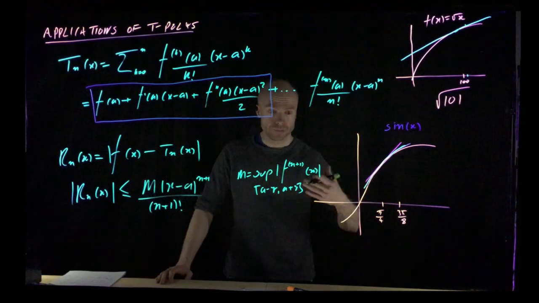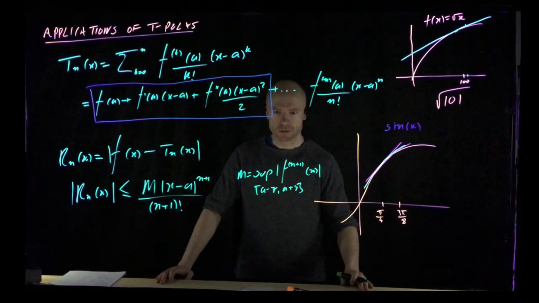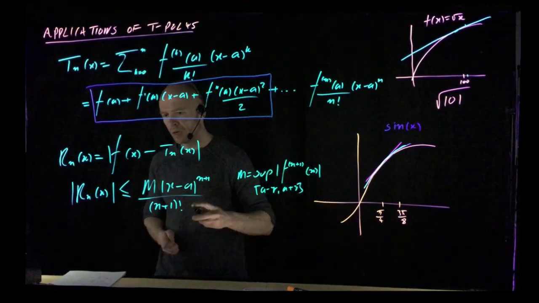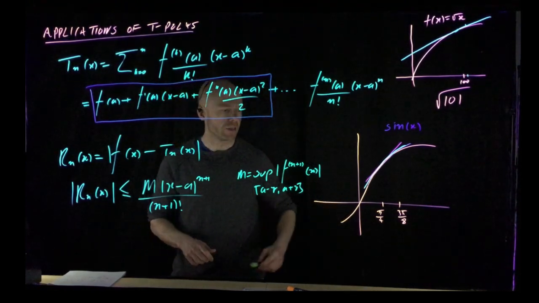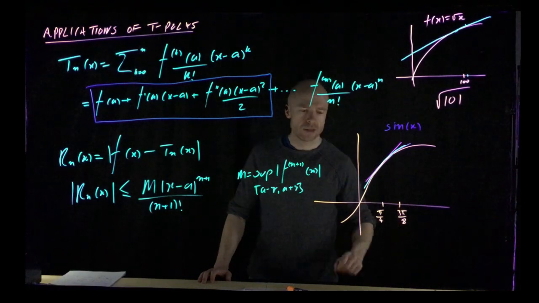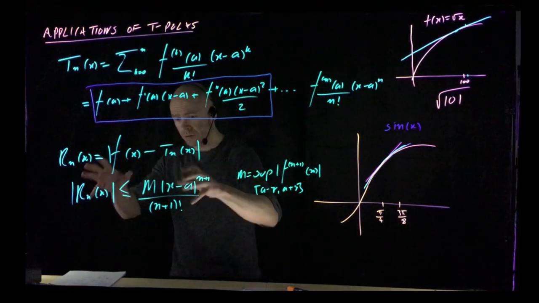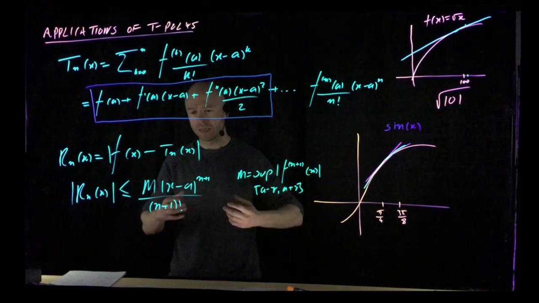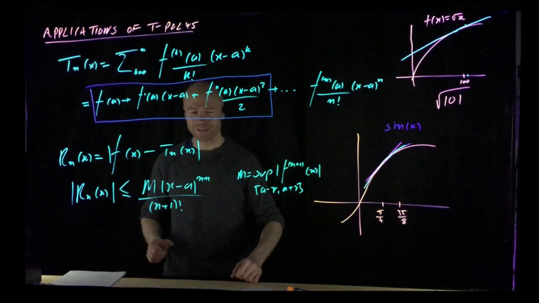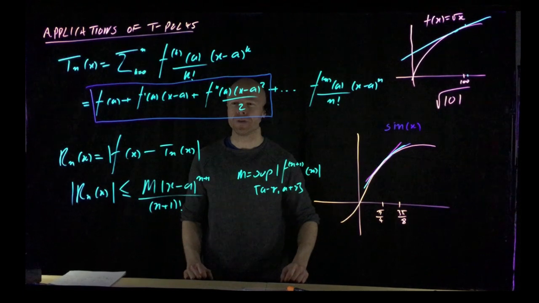Okay, so that is what we're going to learn. We're going to do two examples. One example where we can't use the alternating series error estimation theorem and therefore have to use this, and the other one where we can just use the alternating series error approximation theorem.